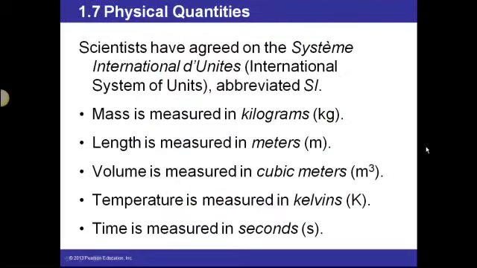So scientists have agreed to the International System of Units, which is abbreviated the SI units. So the SI standard units are going to be the kilogram for mass, the meter for length, the volume is measured in cubic meters or m cubed, temperature is measured in kelvins, and time is measured in seconds. And so we'll see how these units compare to the metric system, which is just a little bit different than the SI units. And we'll also talk about different units of measuring temperature.